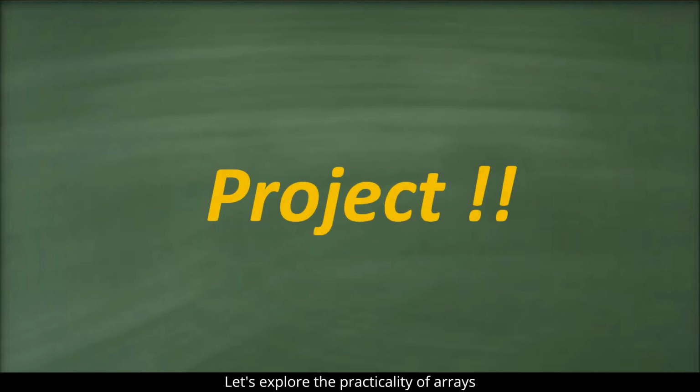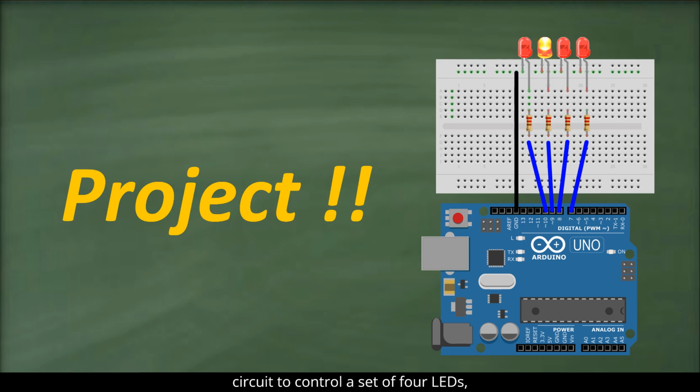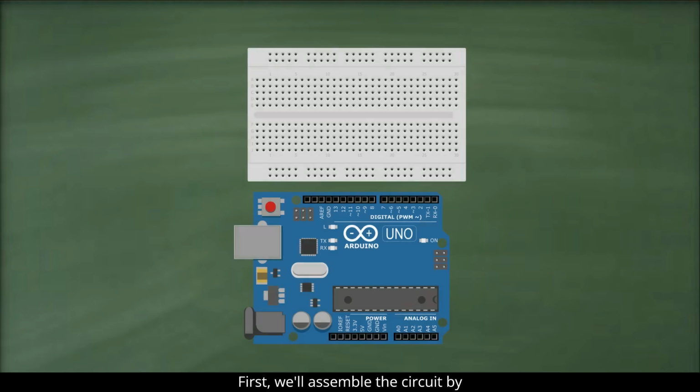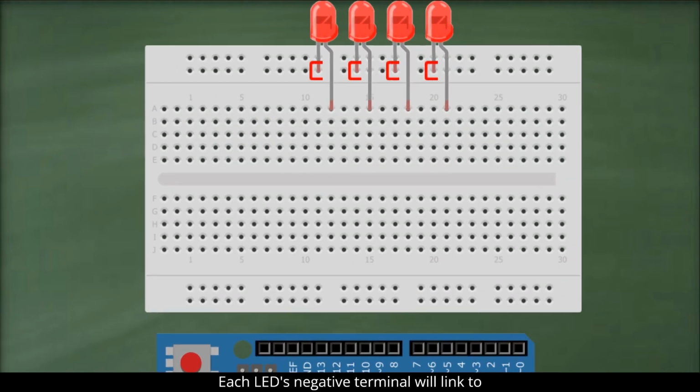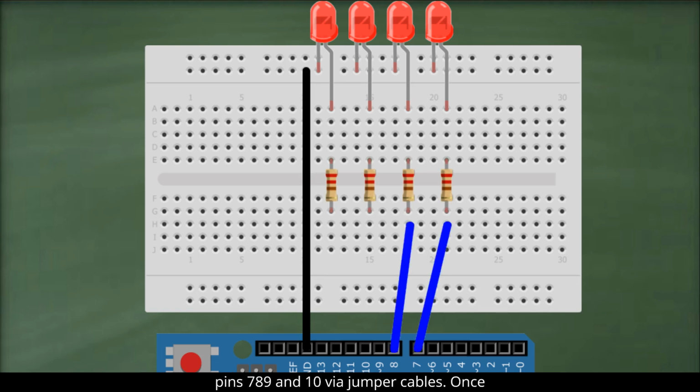Let's explore the practicality of arrays within Arduino by creating a simple circuit to control a set of 4 LEDs, making them blink one after the other. First, we'll assemble the circuit by connecting the LEDs to the breadboard. Each LED's negative terminal will link to the breadboard's negative rail, while their positive terminals will connect to separate rows. To regulate the current flow, we'll add current limiting resistors to the anodes of all LEDs. These resistors will connect to Arduino pins 7, 8, 9, and 10 via jumper cables.